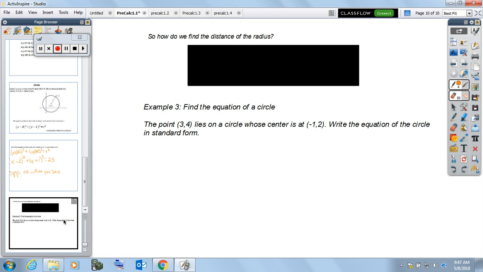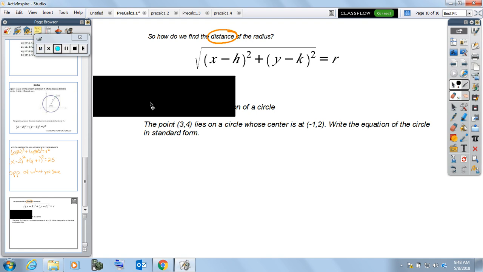So how do we find the distance of the radius itself? Well, think about it. The question says it all right in there itself: the distance. Hopefully you're putting two and two together, that there's a resemblance now between the distance formula and the standard form of a circle. And there is a huge relationship. The distance formula is simply the standard form of the circle.